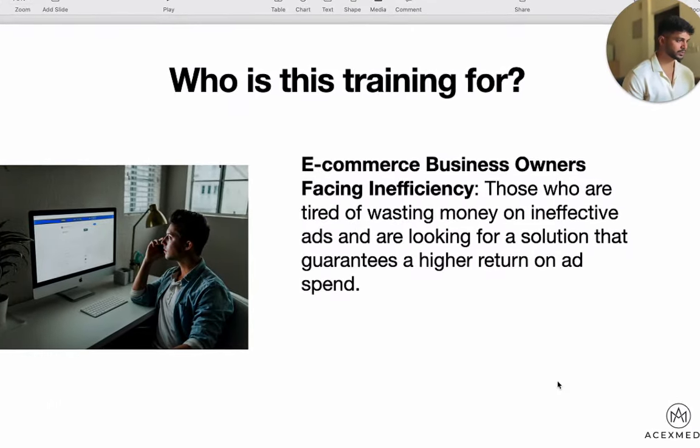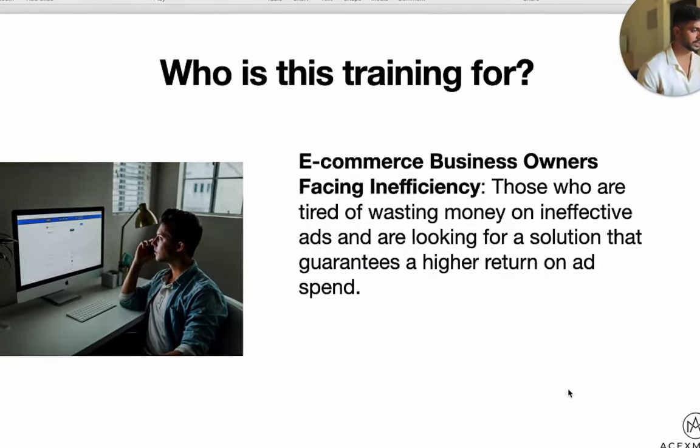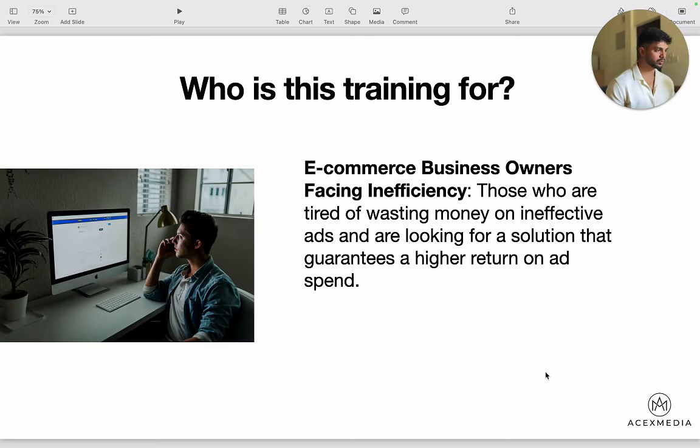This training is for brand owners who are facing inefficiencies in their current advertising system. So if you are someone who's tired of wasting a lot of money on ineffective solutions and poor marketing overall that are not taking your brand anywhere, you have low ROAS, you have the potential to scale, but the results are not there. And you might be running the ads yourself, or you might be working with an agency, but your brand has a lot of potential, but you're not able to tap into that potential. If that's you, then go ahead and book a call.